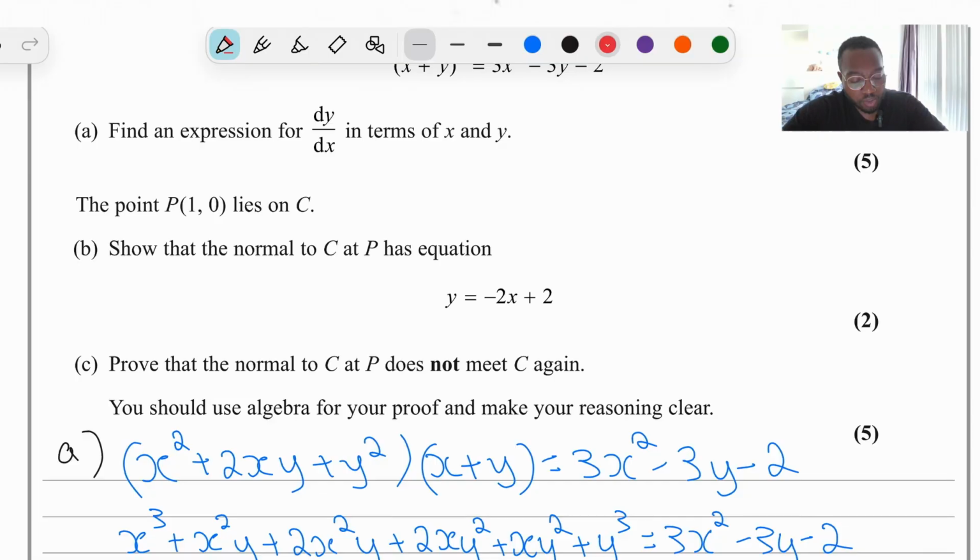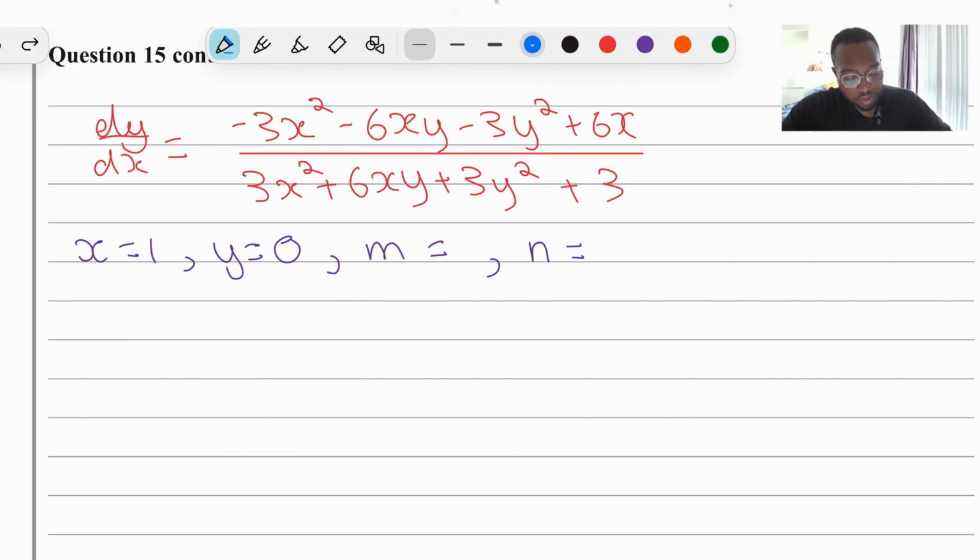So for part B, we have that the point P, (1, 0), lies on C, and we show the normal to C at P has equation y is equal to minus 2x plus 2. So to work this out, if we want to work out the normal to C at P, then we need to know our x value, our y value, our m value, which is our gradient value, and then I'll work out our n value, which is our normal gradient, because we want the normal to C at P.